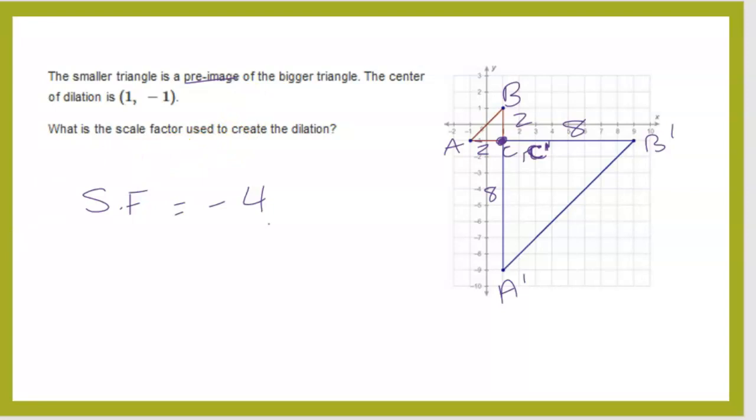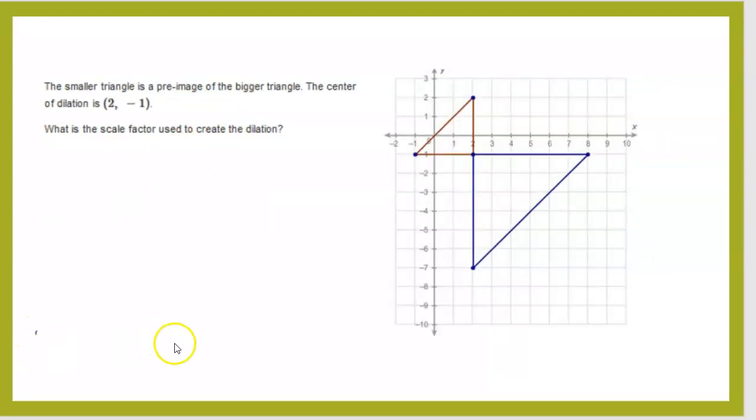All right, let's look at another one. The smaller triangle is a pre-image. Oh, these are both all the same. That's so interesting. Of the bigger triangle. So A, B, C, A prime, B prime, C prime. The center is at (2, -1) right here. What is the scale factor used to create the dilation? So we're just going to count. How long is it? It's 3 units. And it happens to be 1, 2, 3, 4, 5, 6 units here. Same here, 3 and 6.